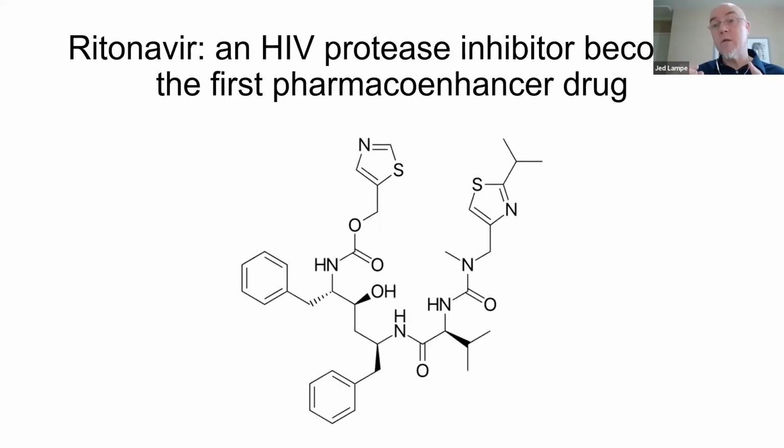So they used this to exploit the metabolism and slow it down so that they would get better PK with the other protease inhibitors. So right now, ritonavir is included in the cocktail, not for its protease inhibitor abilities, but for its ability to inhibit metabolism by CYP3A4 and CYP3A5.